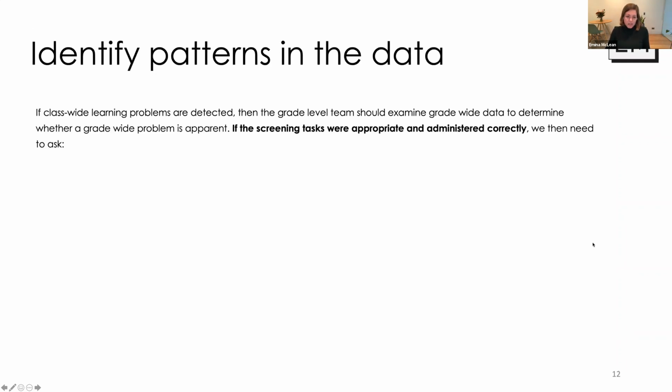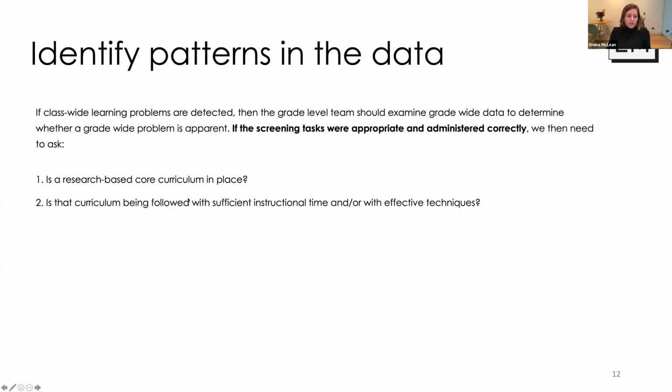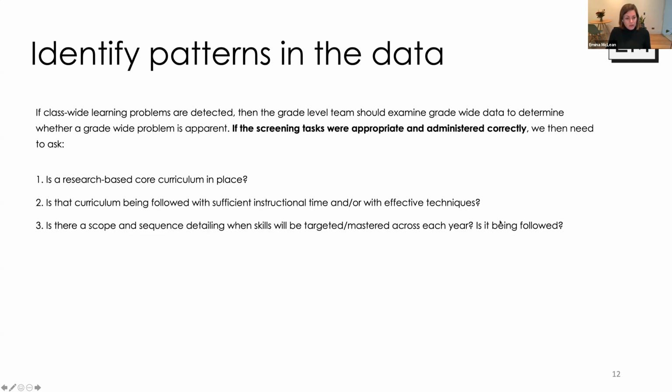If class-wide learning problems are detected, then the grade level team should examine grade-wide data to determine whether a grade-wide problem is apparent. So this is talking to the steps that I talked you through on the previous slide. If the screening tasks were appropriate and administered correctly, always check that first. Then we need to ask, is a research-based, or a better way of phrasing that would have been evidence-informed, core curriculum in place? Yes or no? Is that curriculum, if it's in place, being followed with sufficient instructional time or with effective techniques? Yes or no? Is there a scope and sequence detailing when skills will be targeted or mastered across each year level? Yes or no? If no, make one. If yes, is it being followed?